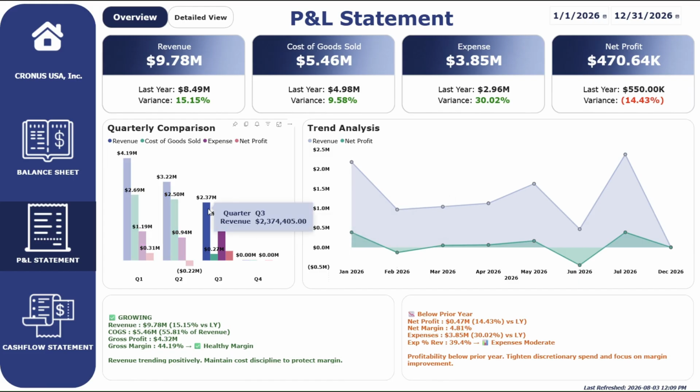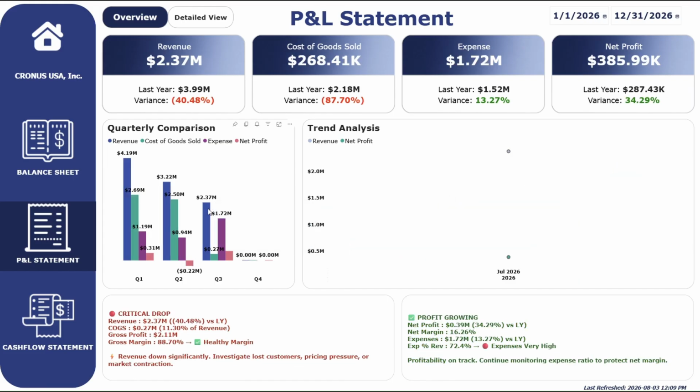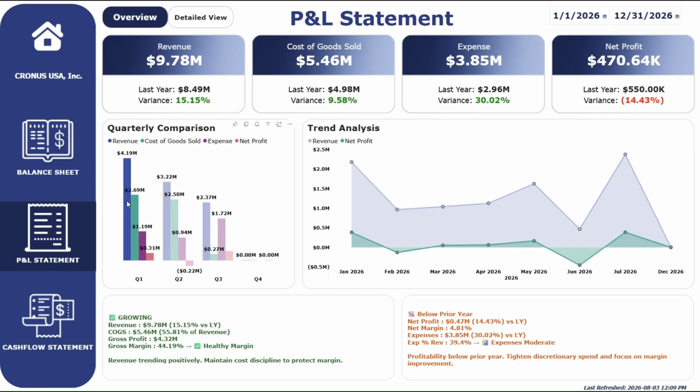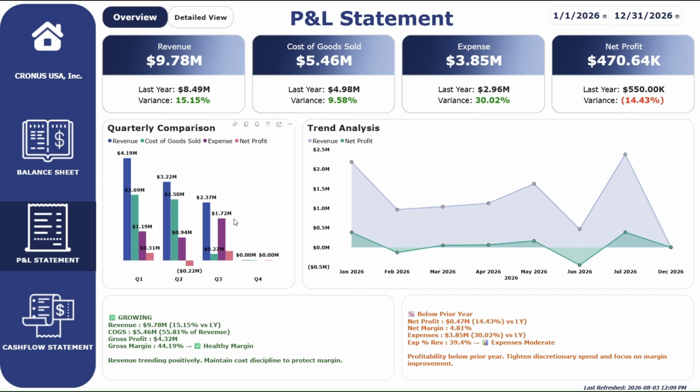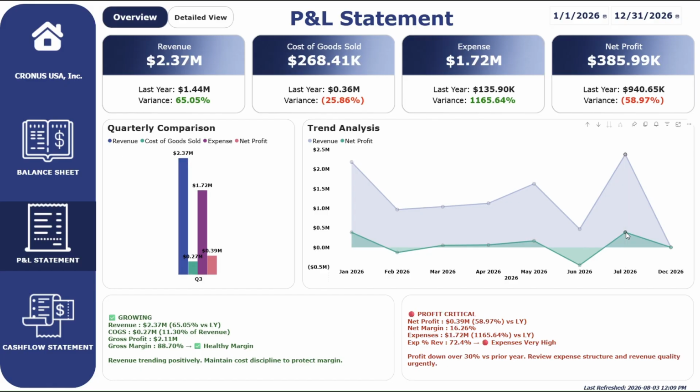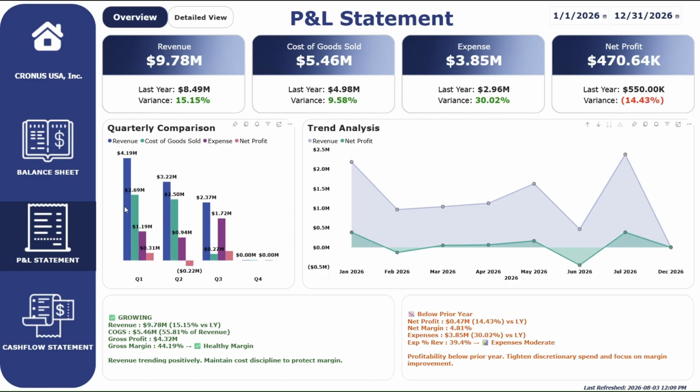These visuals make it easy to identify seasonal trends, monitor business performance, and understand the drivers behind profitability. At the bottom of the report, intelligent insight cards automatically highlight revenue growth, gross profit and margin, net profit and margin, expense ratio, profitability trends, and financial performance summary. These automated insights allow decision-makers to quickly understand business performance without manually interpreting multiple charts.